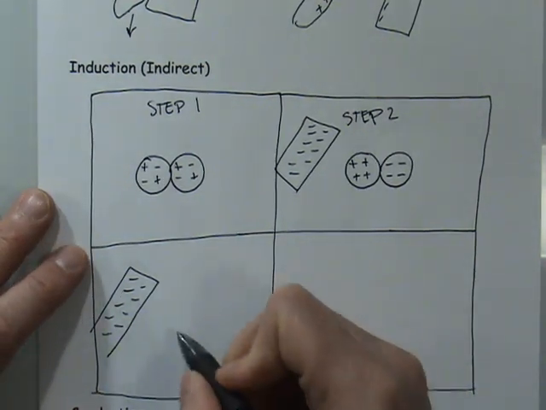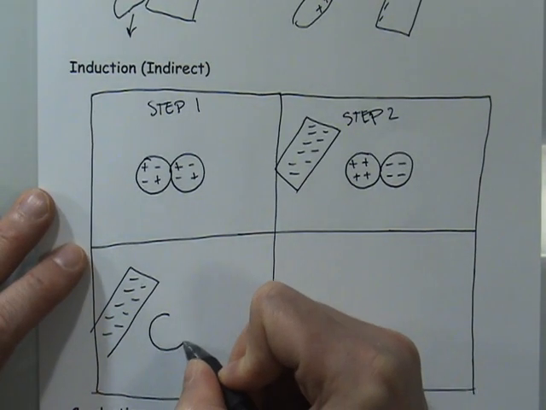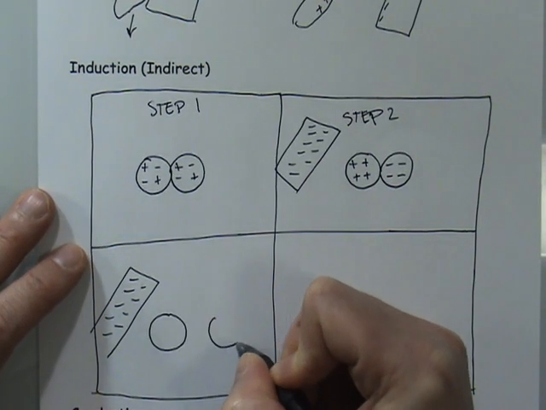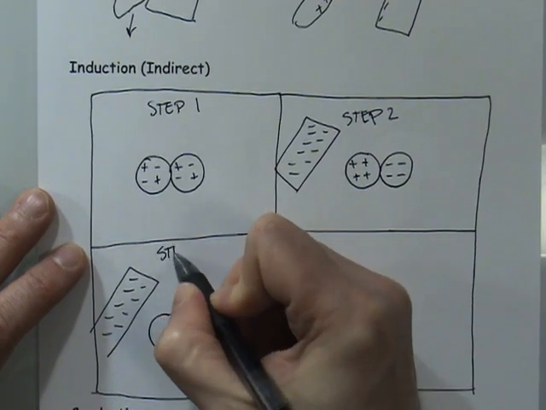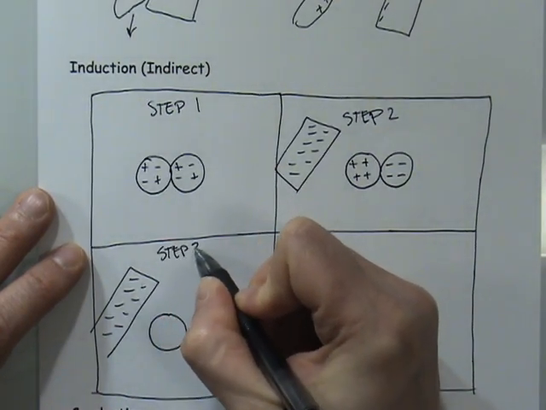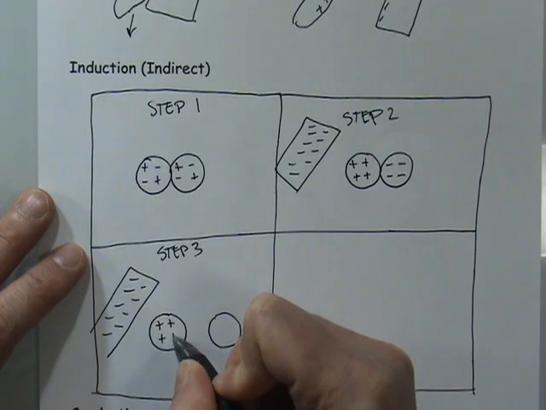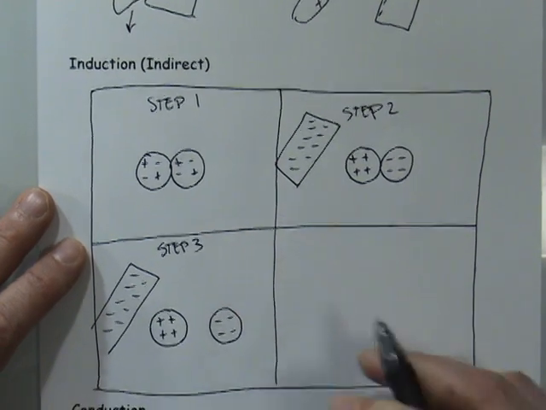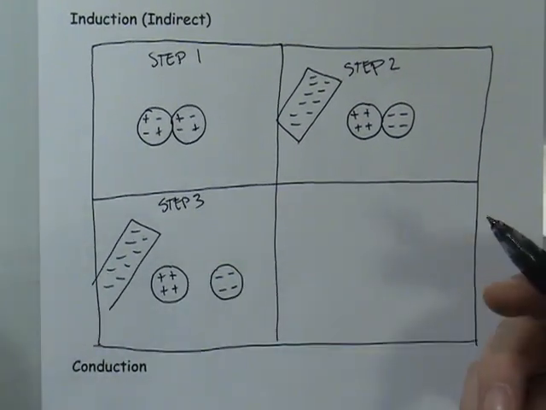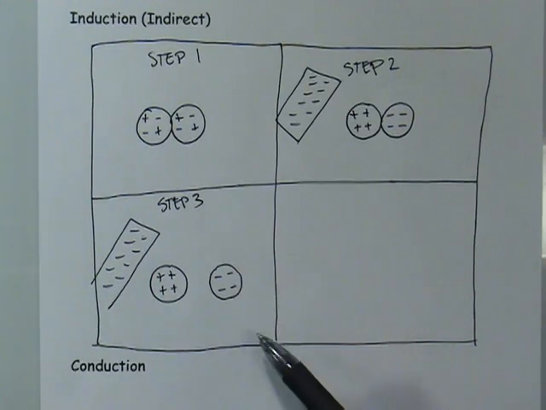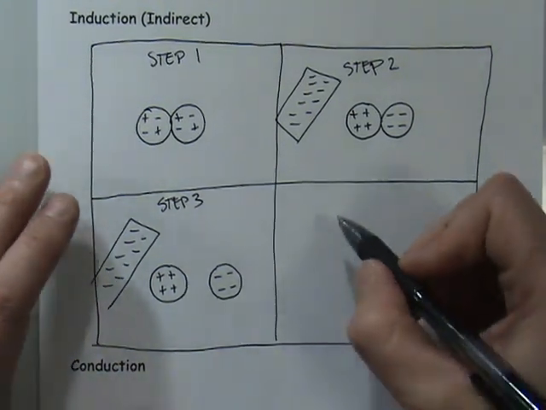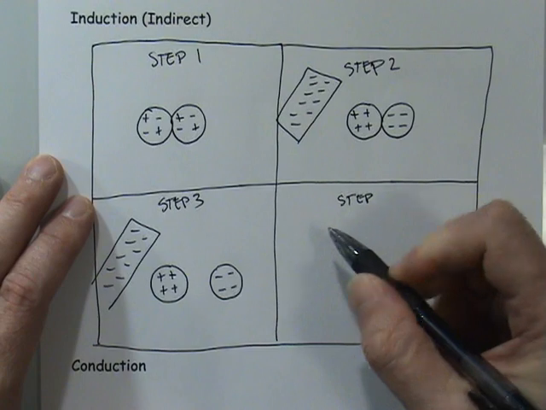There's our negatively charged rod, and what's going to happen in step 3 is that I am going to separate them. And by separating them, I have now trapped the charges on there. Okay, so at this point, I no longer even need the charged rod because I've already separated them and they are trapped. So in step 4, all I need to do is to take away that.